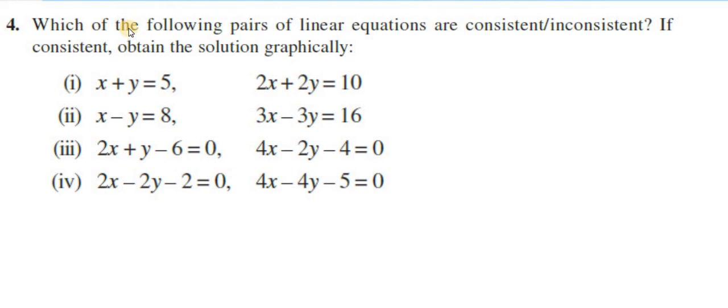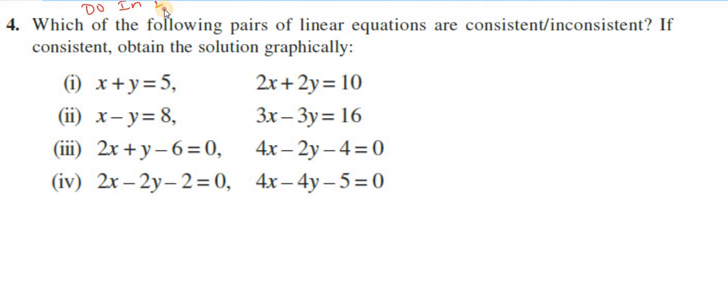So what we need to do: which of the following pairs of linear equations are consistent or inconsistent? You need to find which of these four pairs is consistent and which is inconsistent. If it is consistent, obtain the solution graphically. If we get a coincident line or a single point, then you need to find the solution graphically. Okay, so do this in the homework.